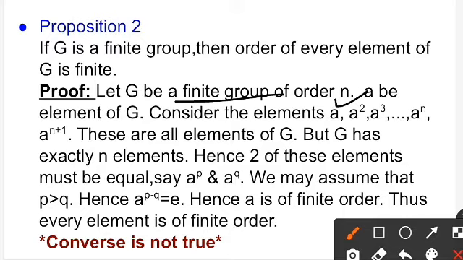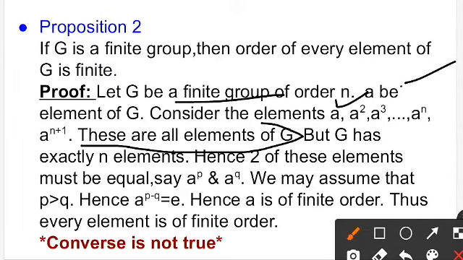Then we are considering the elements a squared, a cubed, up to a raised to n, a raised to n plus 1, and these all will be elements of G because a is an element of the group. As a is an element of the group, these all will also be elements of the same group, as these are the powers of a.